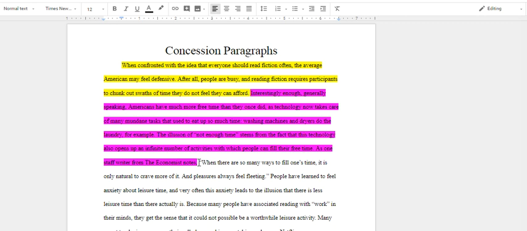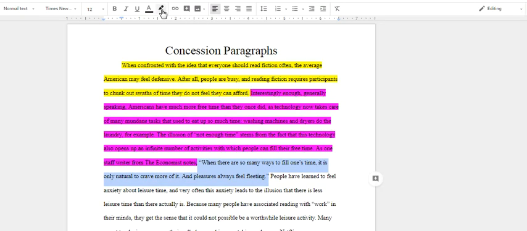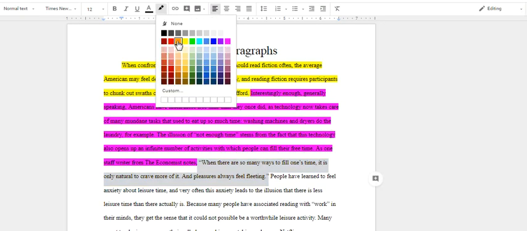Now let's look at the actual evidence. It's pretty short, and that's an important point. So let's see what it says. As The Economist notes, when there are so many ways to fill up one's time, it is only natural to crave more of it, and pleasures always feel fleeting. So here's my quoted evidence. So this part, if we look at our color scale, is supposed to be orange. So let's color this with our highlighter orange.